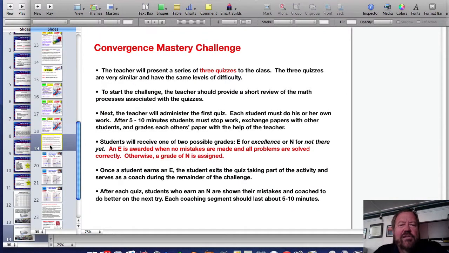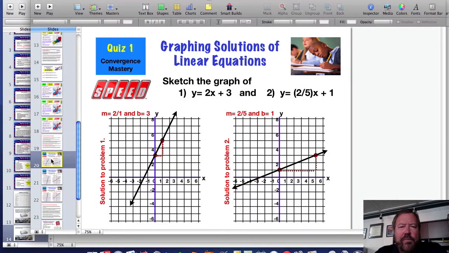Next in the slideshow is Convergence Mastery Challenge. And in this challenge, what we do is we provide 3 quizzes for the kids. Now, it's not the kind of quiz where you actually get a numerical grade. We actually assign 2 letter grades. One is E for excellence, and the other is N for not there yet. And to earn the E for excellence, you have to solve these problems without error. No errors at all. Otherwise, you get a not there yet.